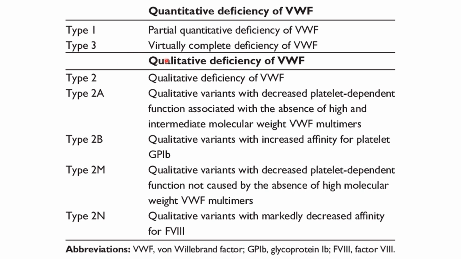And then qualitative means that you have it, but it just doesn't behave as normally as it should. And then type 2 is subdivided into 4 further types: 2A, 2B, M, and N. These are not very important to this talk, and I'm just not going to go through those. If you want, you can pause the video, go through them, learn them.